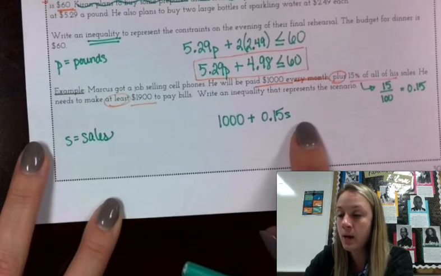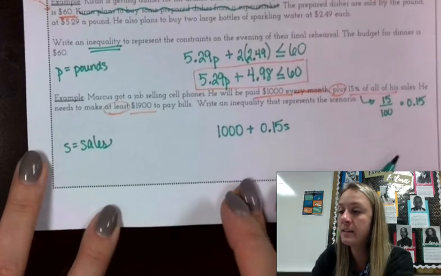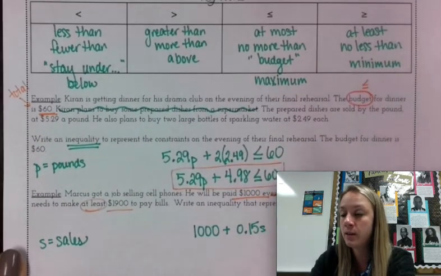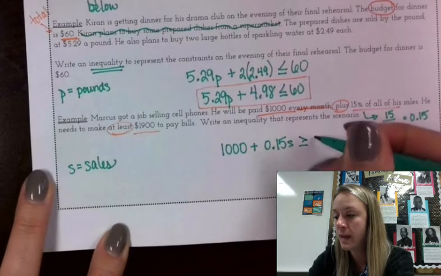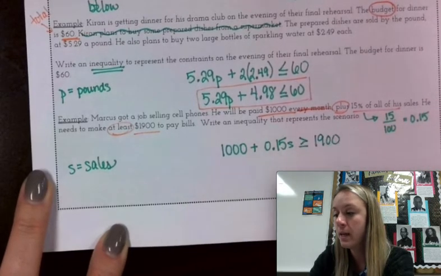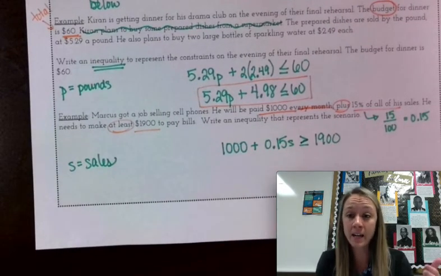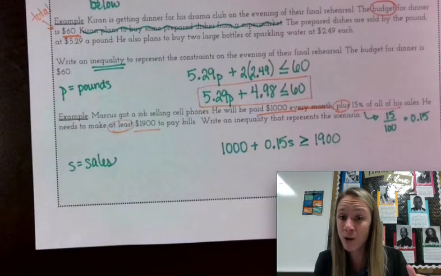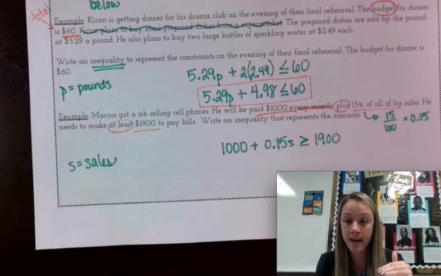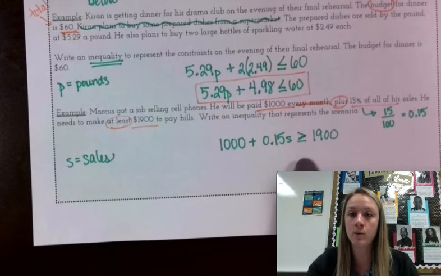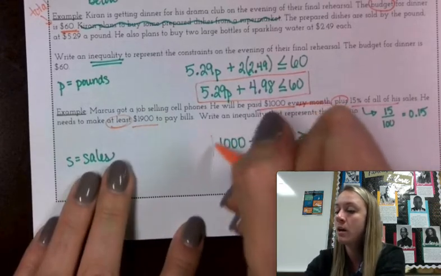And then comes my inequality symbol, and we saw the words at least. So if I go up here, at least is greater than or equal to, and then my $1,900. And my greater than or equal to does make sense because I want to make more than what I owe. If I owe $1,900 to pay bills, I don't want to make less than that. I could make exactly that, which wouldn't be fun because I would have no money left over to spend. Or I can make more than that, so it has to be greater than or equal to that $1,900. So this is our inequality.